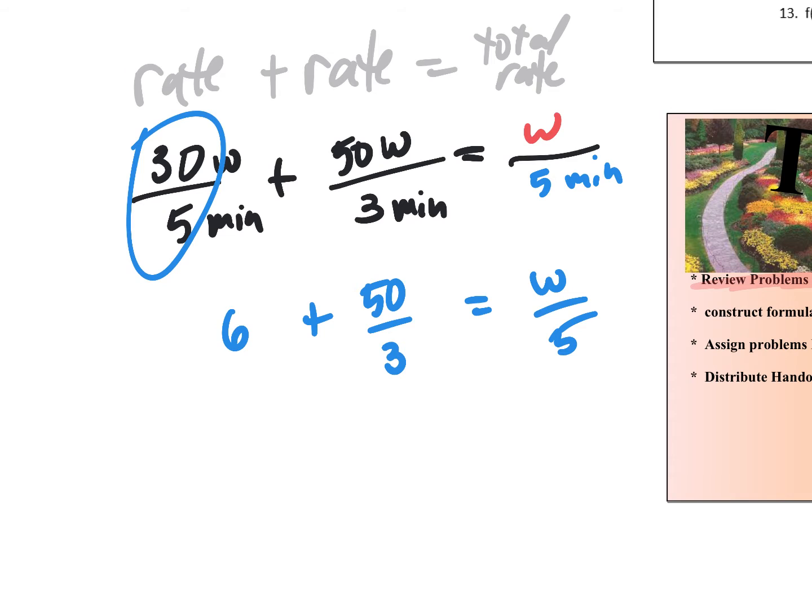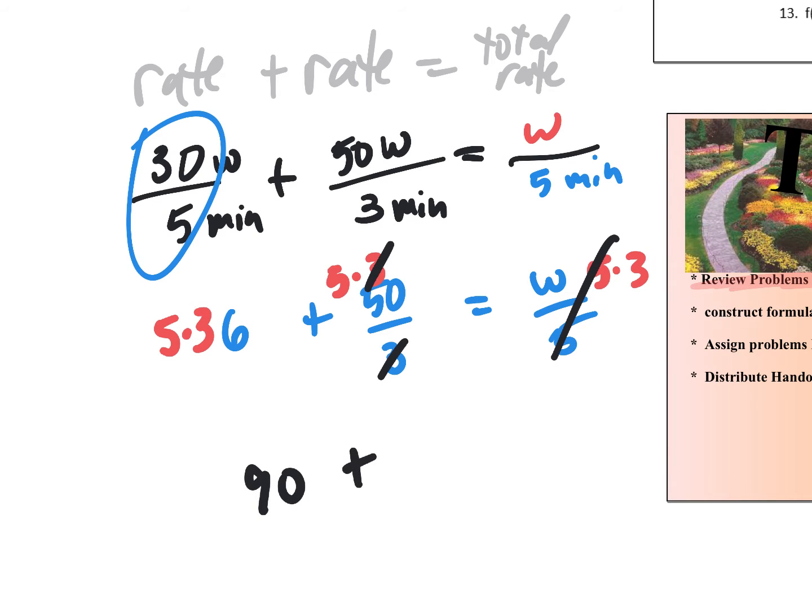I'm going to times everything by 5 and 3. Now, that may seem crazy at first, but I hope you'll see why. I have two denominators. This is one of the top 20 things. That cancels. That cancels. And now I have 5 times 3 is 15 times 6. 15 times 6. What is it? 30. Thank you. Plus 5 times 50.